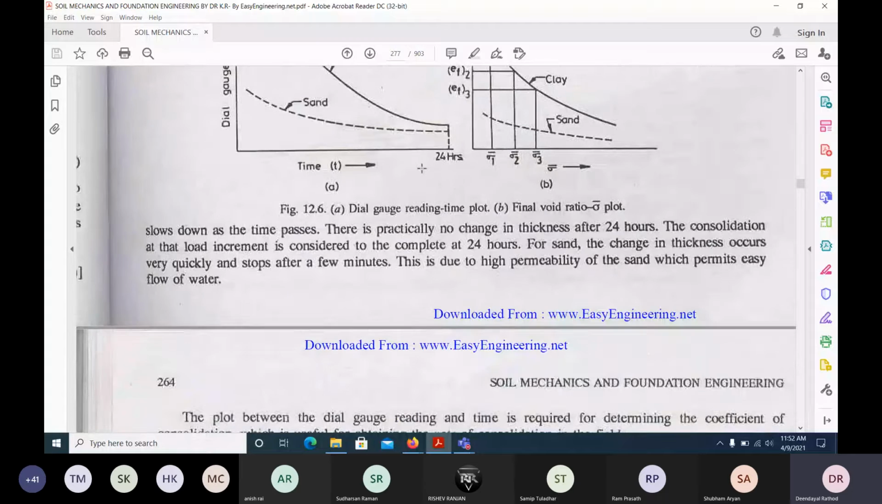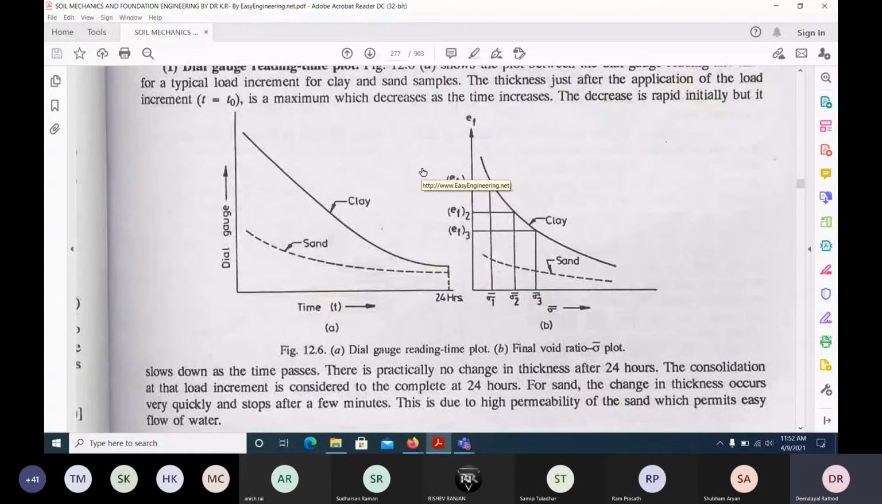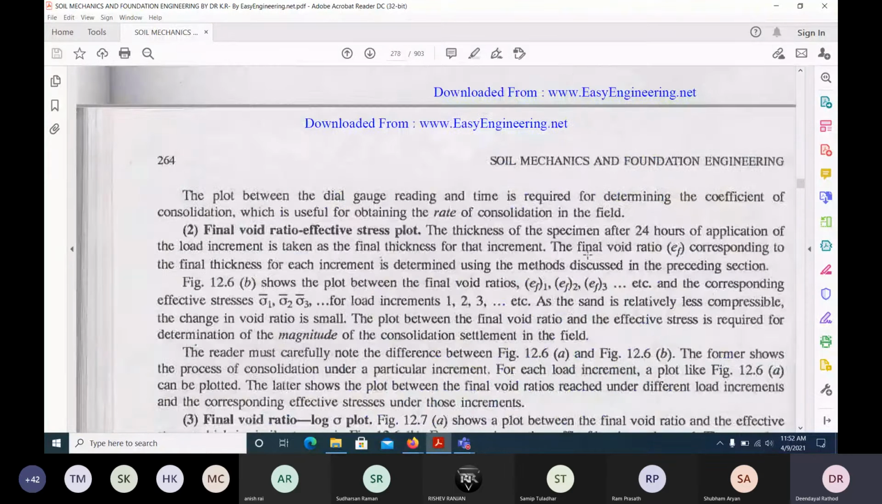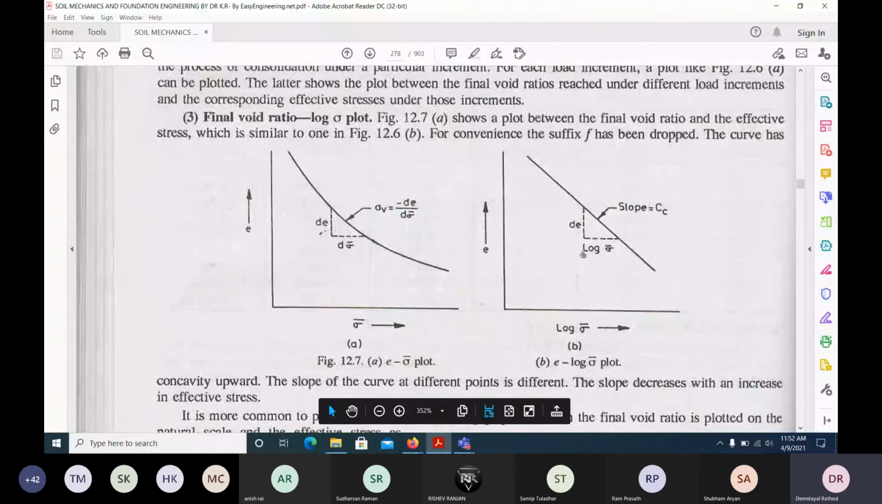So that's how they have drawn the graphs for sandy soil, and on the right hand side we can plot the effective stresses versus the void ratios. Because the graph is coming in a curve form, we generally plot on a log scale. Instead of plotting this way, when you plot it, we call it the e log P graph, very famous. The e log P graph is what we do in consolidation.